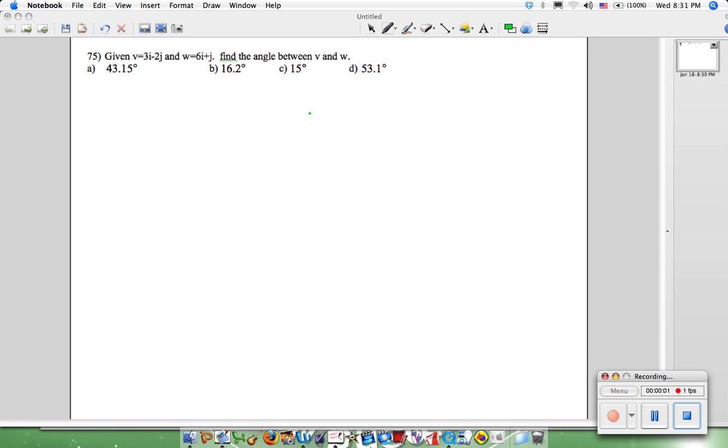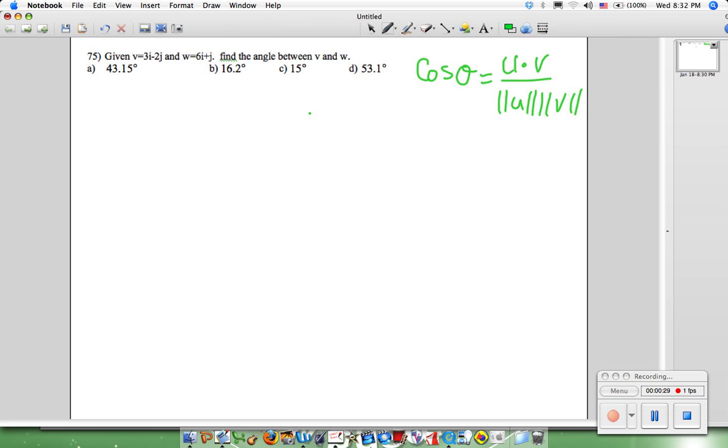Question 75, last one. Given V equals 3I minus 2J and W equals 6I plus J, find the angle between V and W. Okay, to start it off, I'm going to write down a couple of equations. Cosine theta is equal to U dot V all over the magnitude of U times the magnitude of V. We're going to use this equation to find the angle.